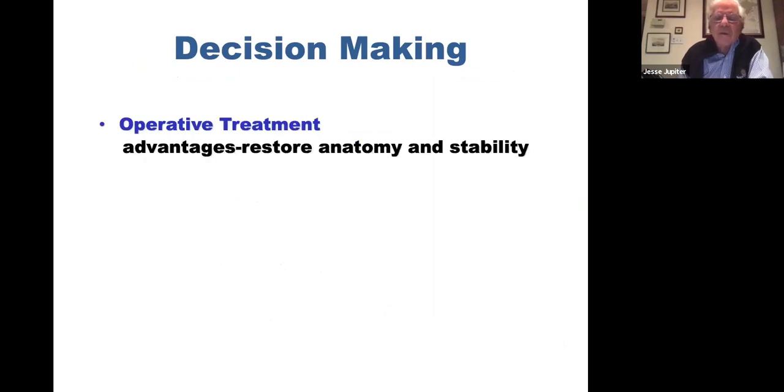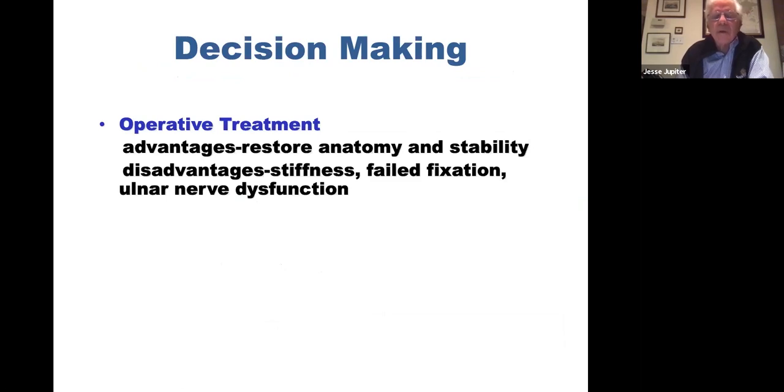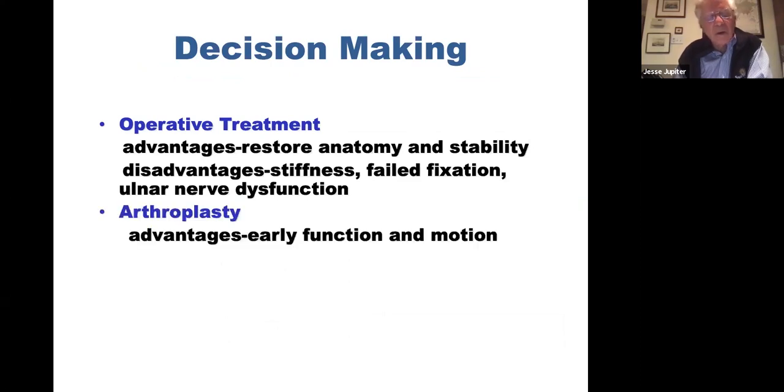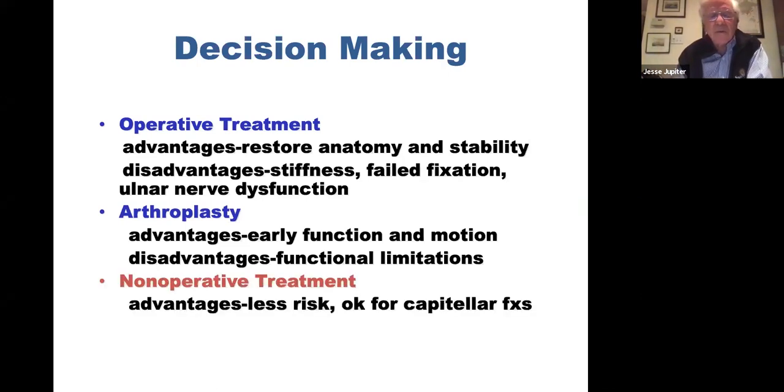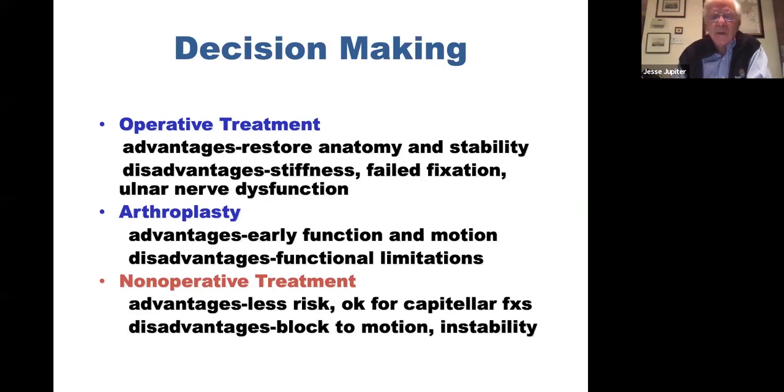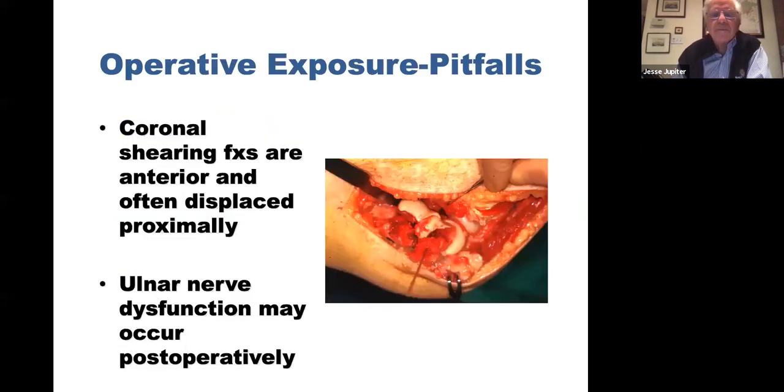Operative treatment certainly will restore stability, but it's maybe difficult surgery and end up with some dysfunction. Arthroplasty for young, older people may be an option per se, but it depends on their functional activities. And non-operative treatment, in some cases, you can do a closed reduction of just an isolated capitellum fracture. But if not, if it's a capitellar chondral shear fracture, it may block motion.